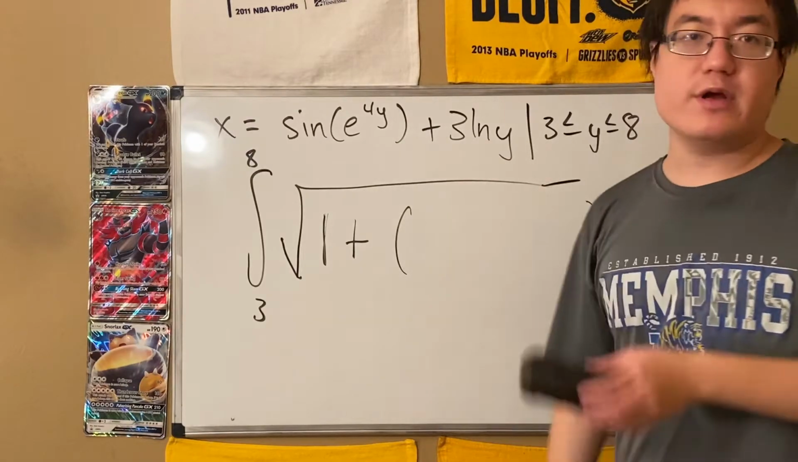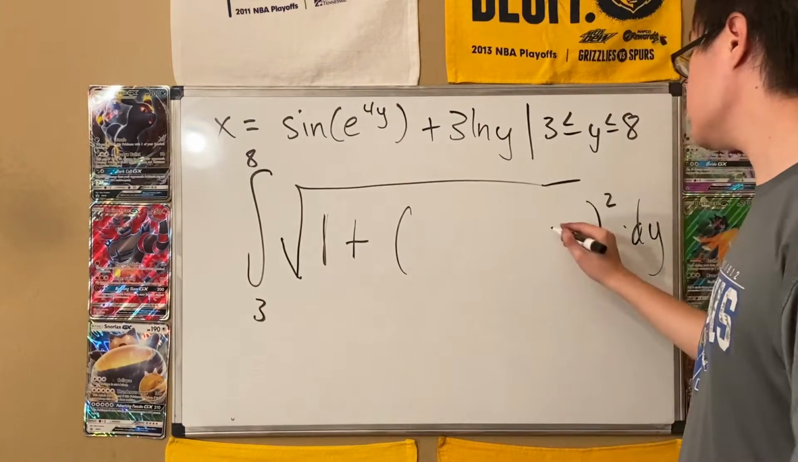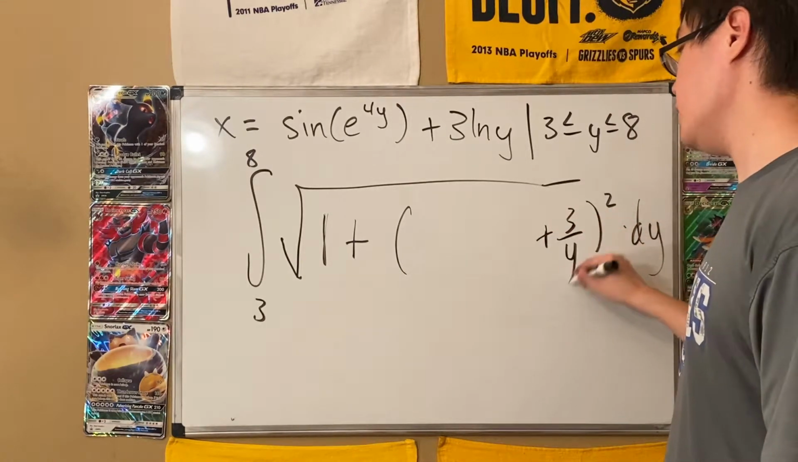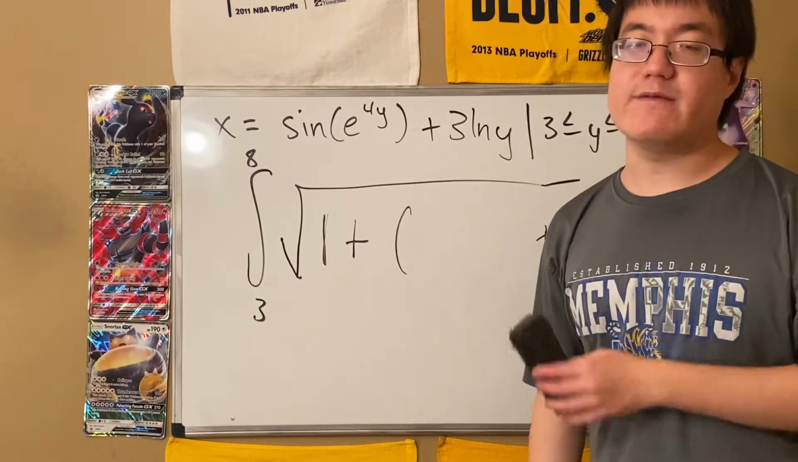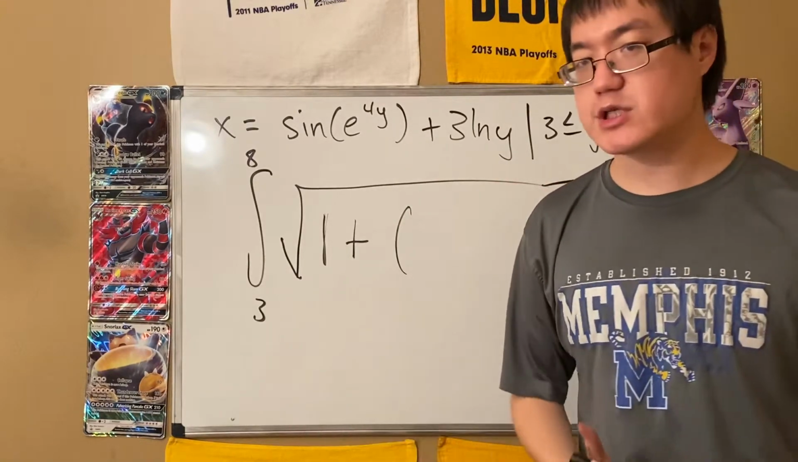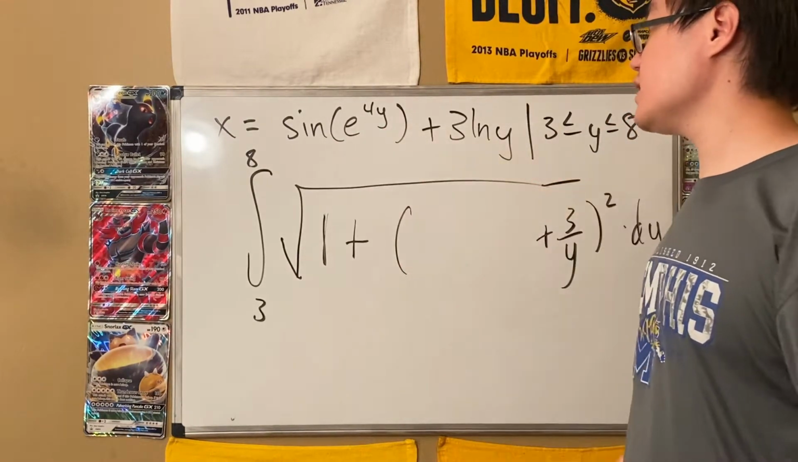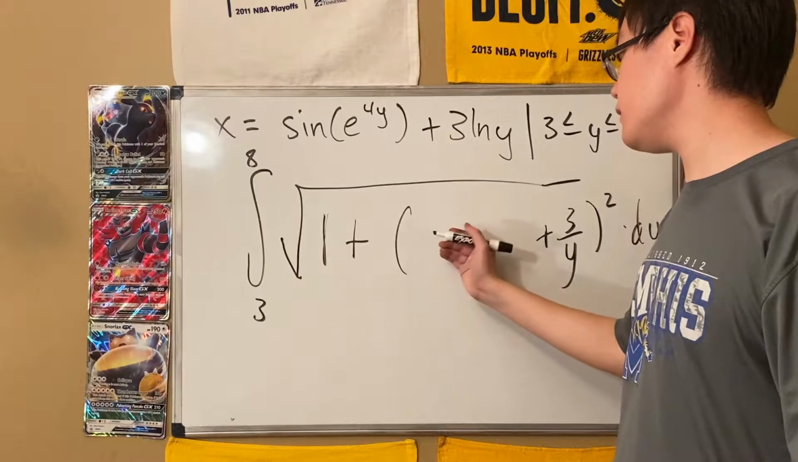So the derivative of 3 ln of y, that's pretty easy. Just going to be 1 over y times 3, of course, because that's the derivative of ln. Then what's the derivative of sine of e to the 4y? Again, the most important thing is the chain rule. The chain rule is the most important part of my life. I don't know about you guys, but what's the derivative of sine of e to the 4y? It's going to be cosine of e to the 4y.